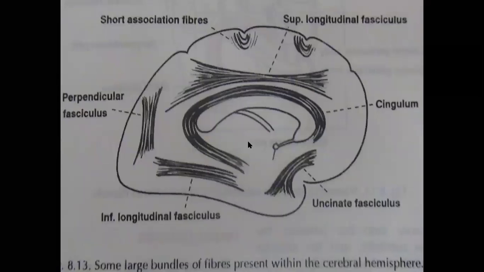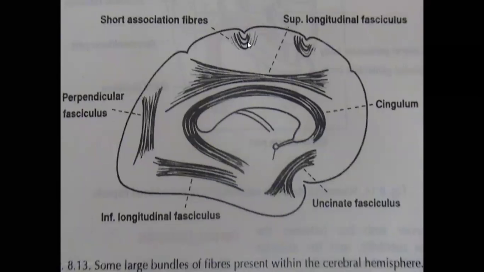So first we are going to see association fiber. Association fibers are part of white matter. They connect the various areas or various parts of cerebrum. They associate the various parts of cerebrum, that's why we call it association fiber. The association fibers are of two types: short association fiber and long association fiber.